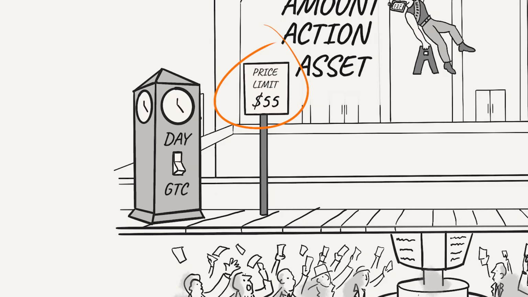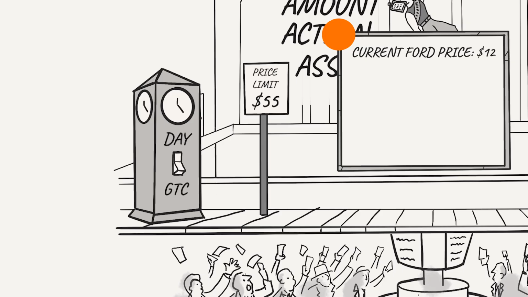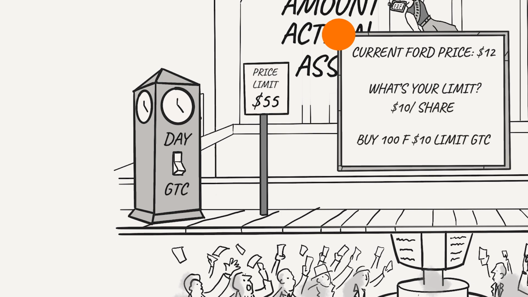Could also be for a buy order. You could say, I really want to own Ford stock, but not at this price. I would say, well, what's your limit you'd be willing to spend? Maybe you say it's $10 per share. Okay, well, let's put in a buy order with a limit price of $10. We can send that as GTC and go on about our lives.